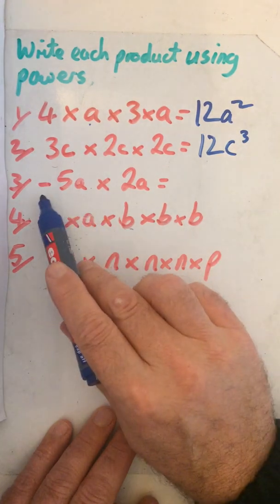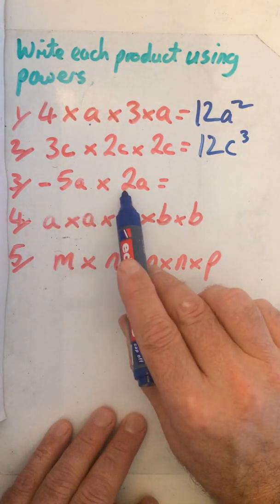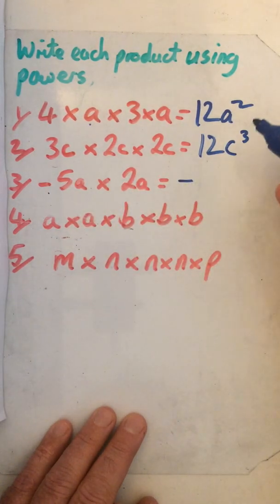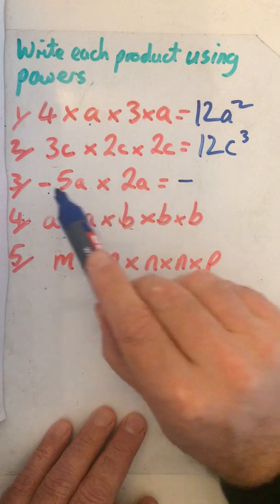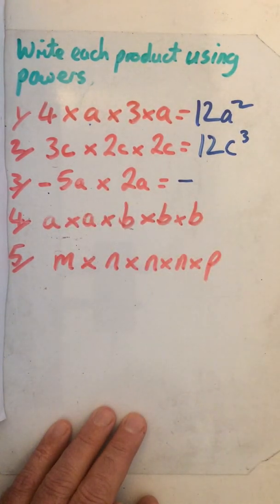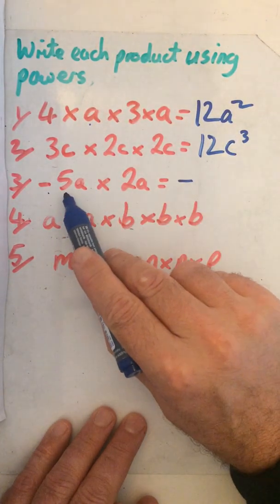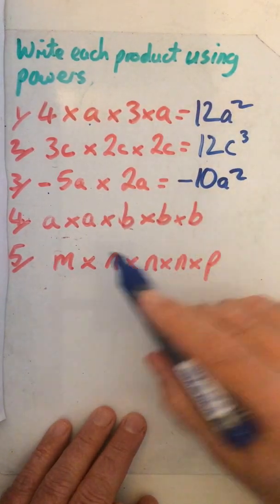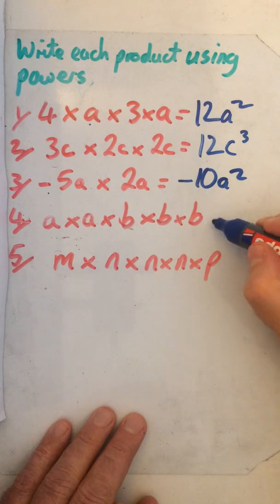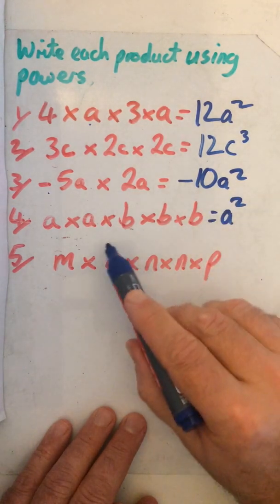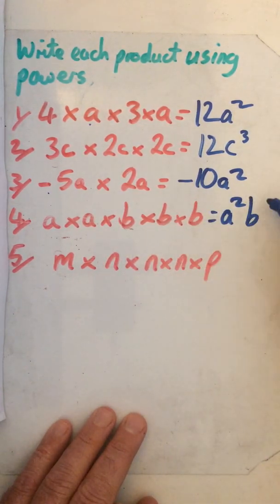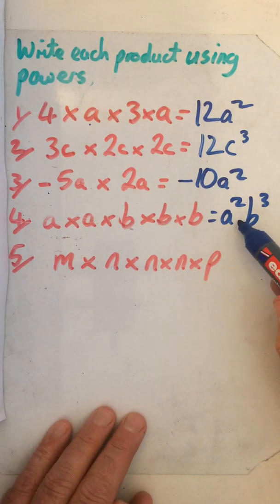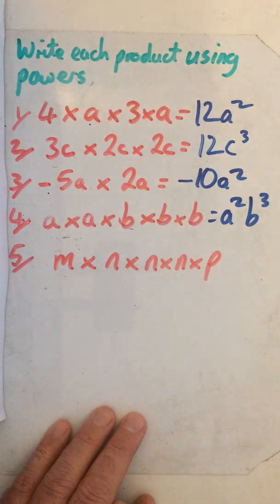Okay, so again I can do the numbers first. Minus 5 times positive 2: a negative and a positive gives me a negative. Remember, if the signs are different, it's always a negative. If the signs are the same, it's always a positive. So that's minus 10, A times A squared. So we've got A cubed, B times B times B, B cubed. Now I've not left a times sign in there. If you have put one in, it doesn't make it wrong, but it's best not to have one in there.